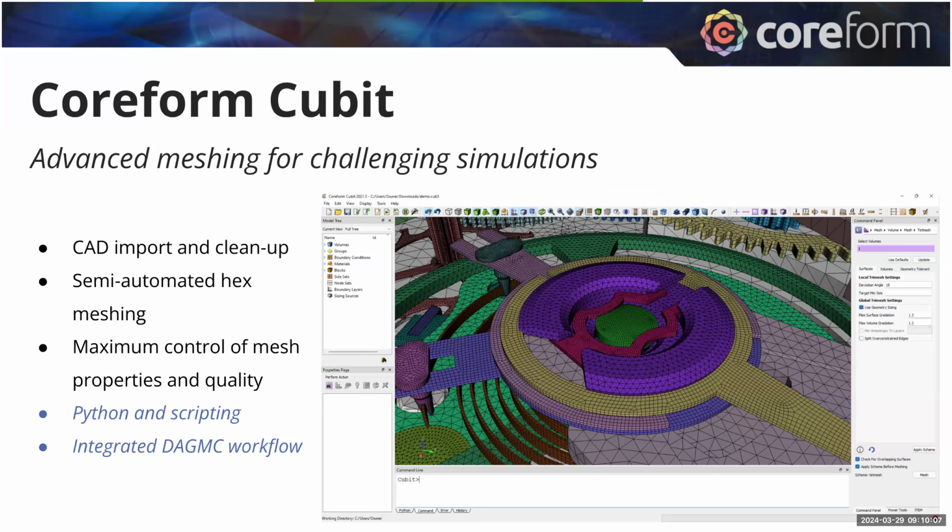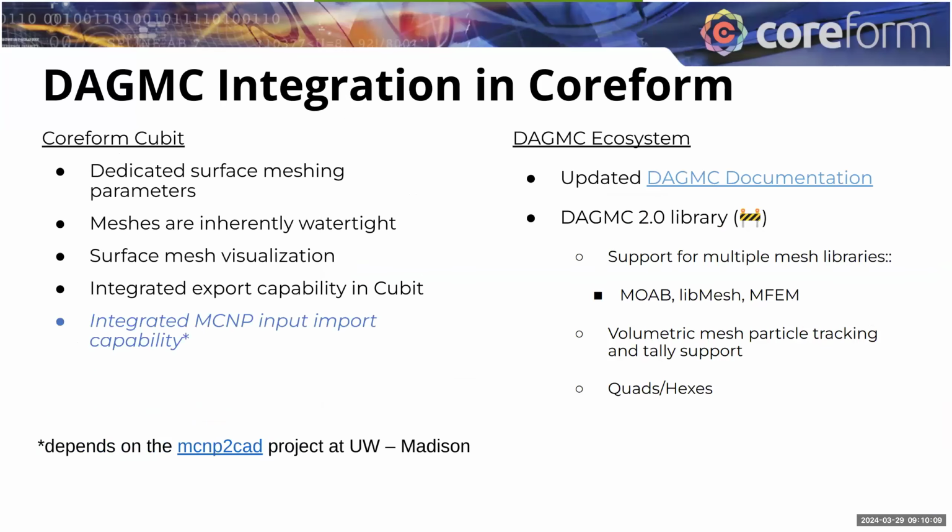Also recently, as we mentioned, we have the integrated DAGMC workflow, and I'll go into a little more detail on what's been going on in that space. So in recent months, Coreform has incorporated the DAGMC export capability into the software itself. This is now distributed with Coreform Cubit, I think since version 2023.8. But any version going forward that you acquire is going to have this integrated capability. And with that come a couple of newly developed dedicated surface meshing parameters that apply globally to the tri-meshing that's available in Cubit.